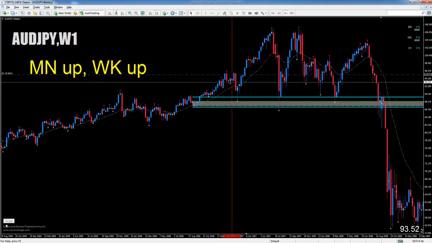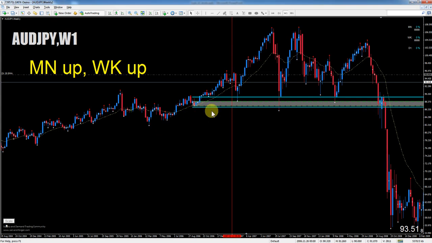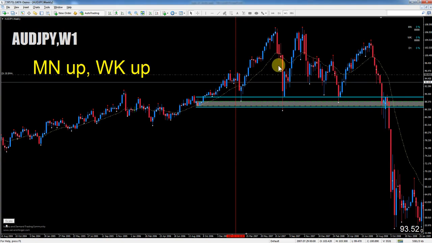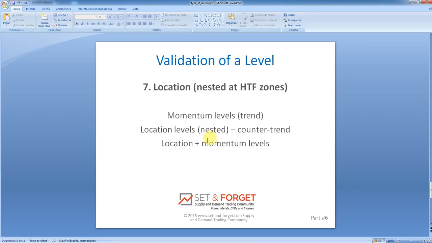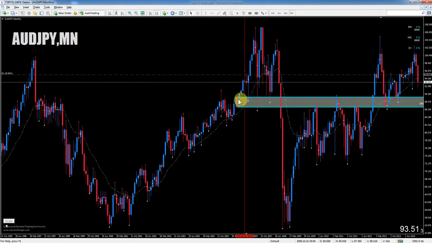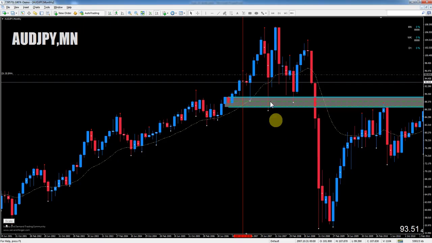So that is a location type of trade. But is the momentum on the weekly and on the monthly up? Yes, we have an uptrend, a clear uptrend on the weekly and the monthly. So we not only have a location type of trade, that is a nested weekly area of demand at the monthly area of demand here. We also have the momentum with us. So that gives the trade even higher odds.